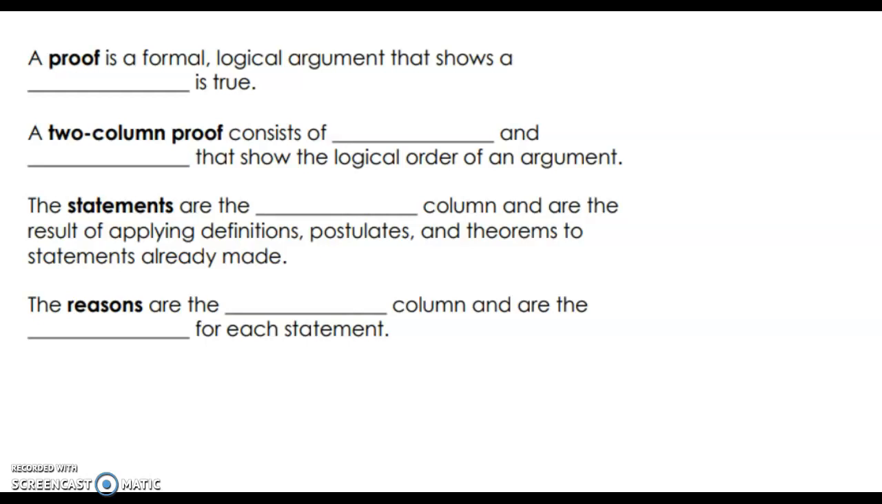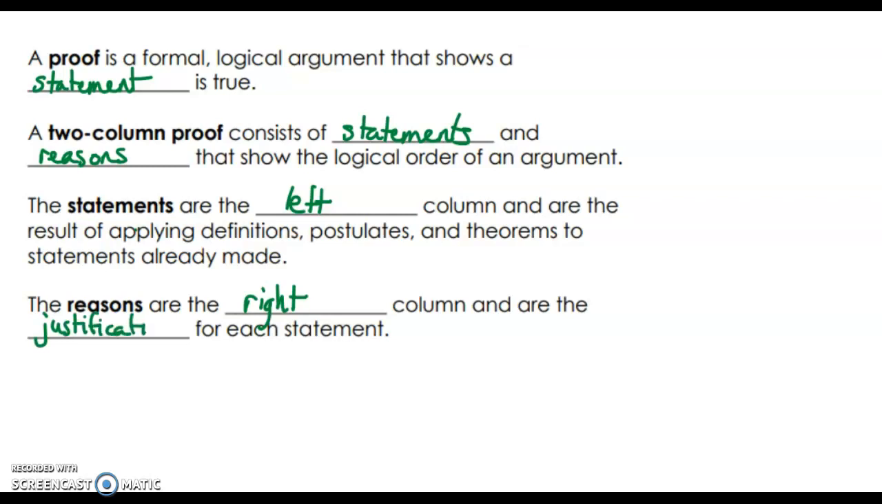So when you open up the cover, we have this information. We're learning about proofs. A proof is a formal logical argument that shows a statement is true. A 2-column proof consists of statements, that's the left side, and reasons, that's going to be on the right side. The statements are the left column and are the result of applying definitions, postulates, and theorems to the statements already made. The reasons are the right column, and they are the justification for each statement. They're like the reason why. Why does it work? Why is this okay?